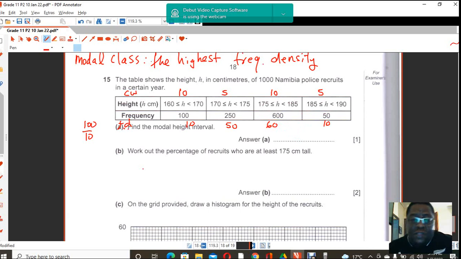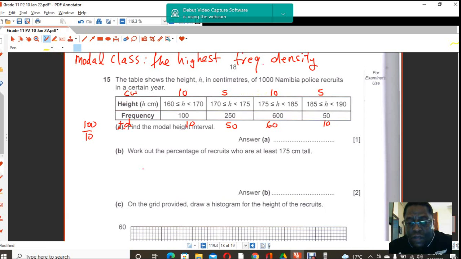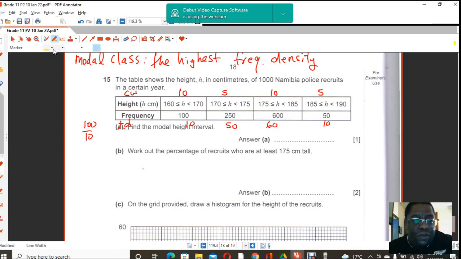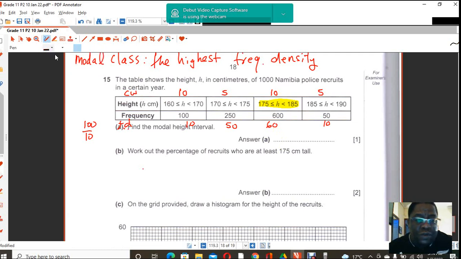So the highest frequency density is the interval 175 and 185, between there. Okay. Now, what you need to understand, so you can write that, go ahead and say, well, let's choose a color that makes sense. So it's 175 less than or equal to age less than 185. That is the modal class. Okay.